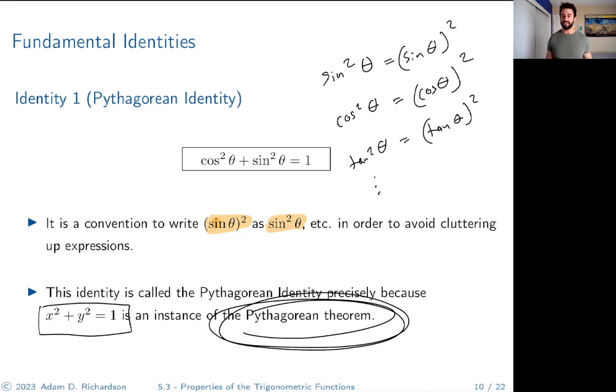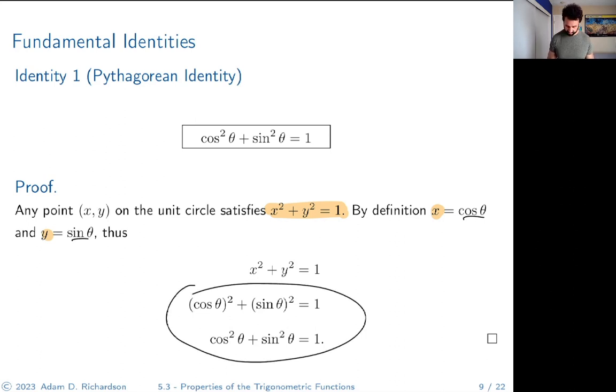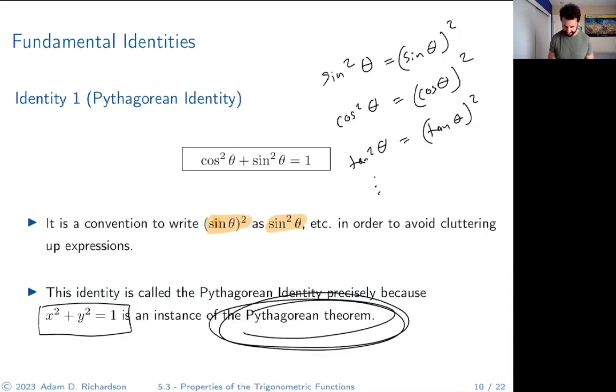All right. So let's prove this identity. The proof is very straightforward. The proof is like 1 or 2 lines. There you go. So any point x comma y on the circle, we know satisfies this equation. By definition, cosine is the horizontal displacement and sine is the vertical displacement. So we can quite literally just substitute in cosine and sine for x and y respectively, and we get this. That's it. There you go. That's the proof. All done.